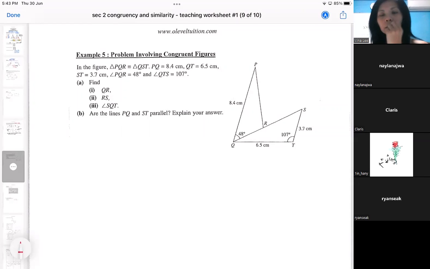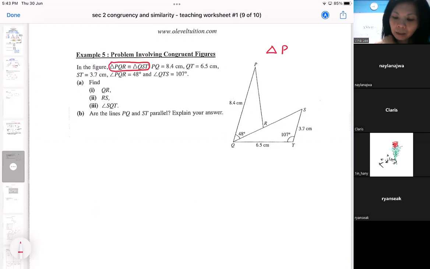So this question, they started off with the congruency statement already. Look for the congruency statement. Like I mentioned, if you like to, you can stack up the statement. Stack up is easier for you to match the angle and the length.